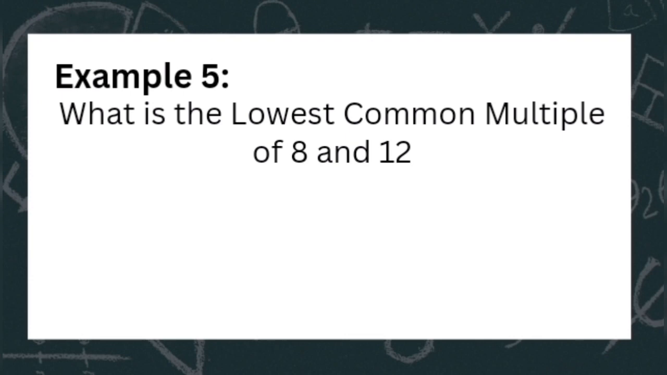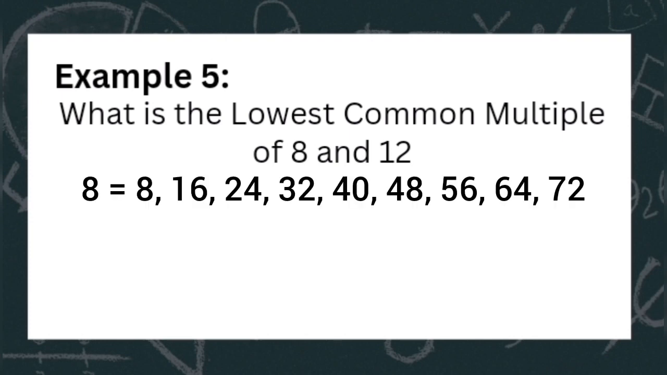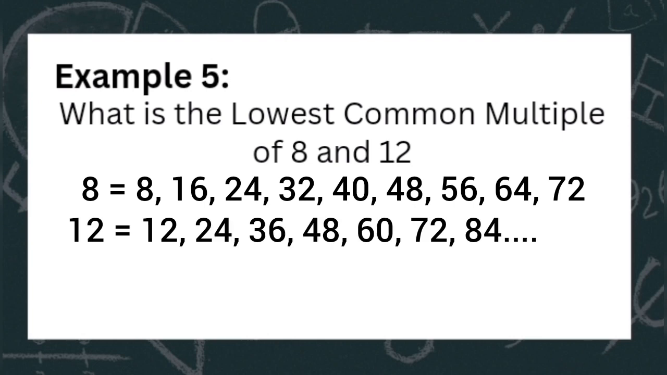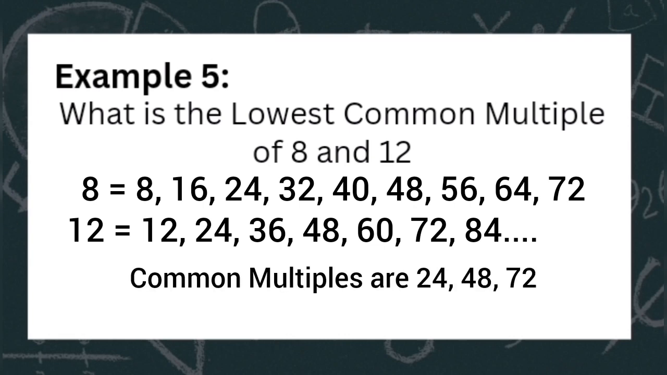That is simple, right? So let's see it. We can see the multiples of 8 listed here. We can also see the multiples of 12. The common multiples are 24, 48, and 72. The lowest of these common multiples is 24. So the LCM is 24. So LCM simply means the lowest of the common multiples.